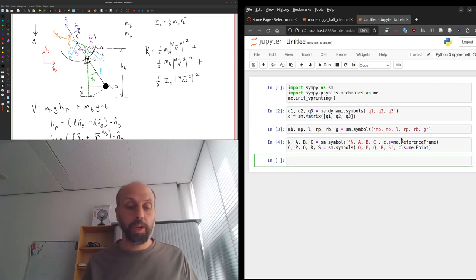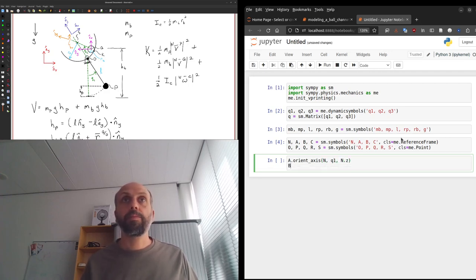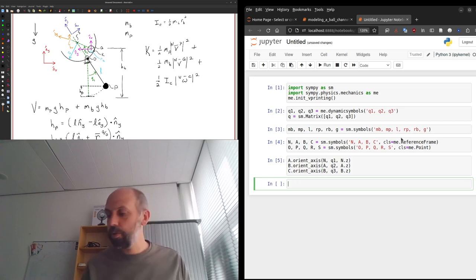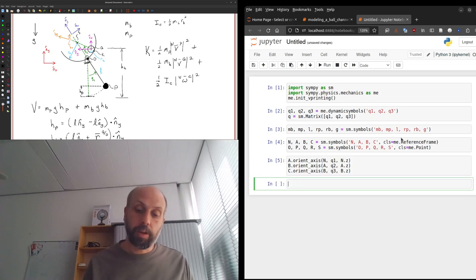And we have simple rotations, so we can set up the angular velocities of these reference frames, and then eventually the body C. So if I do A.orient_axis with respect to N through Q1 about N.z, B.orient_axis with respect to A through Q2, and then C.orient_axis with respect to B through Q3, the spin angle, about B.z. So simple planar rotations. We'll do those.